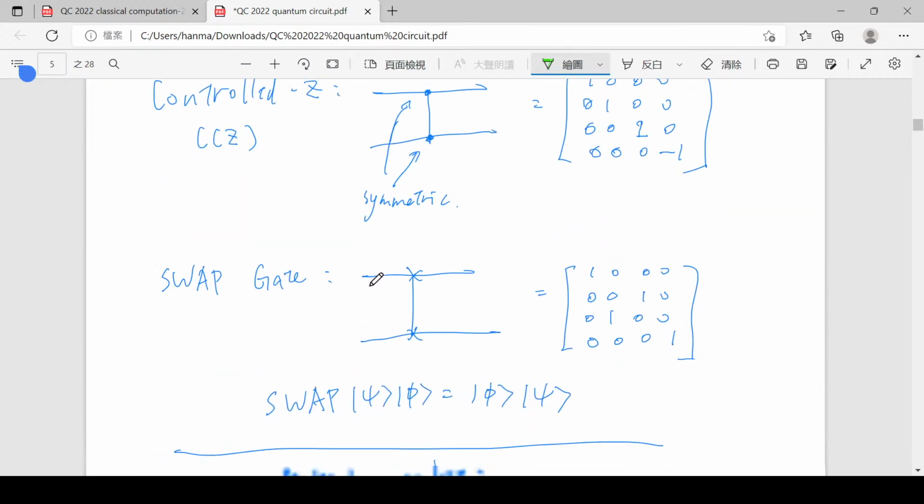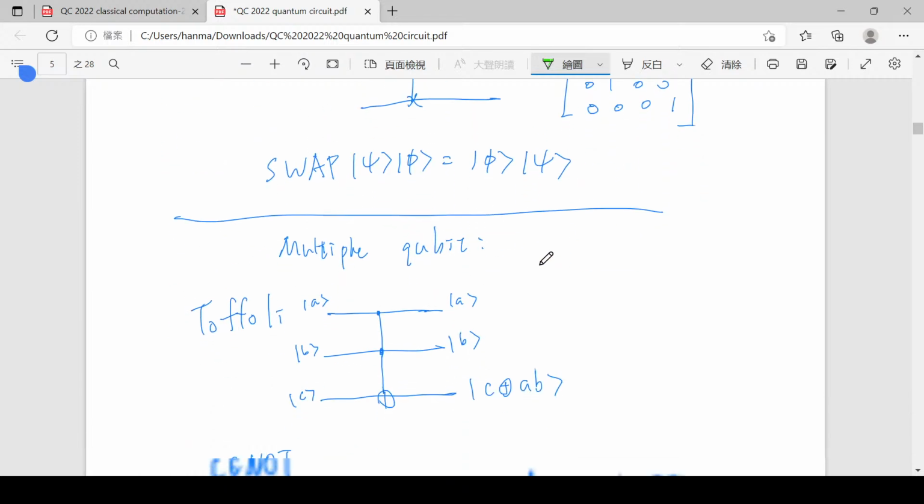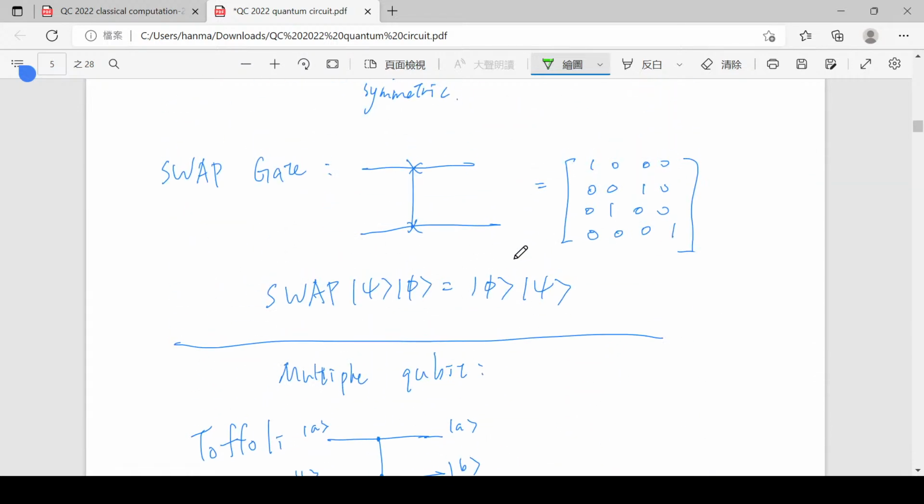And then there is not control something qubit. There is this swap gate. It's not a control something, but obviously it's very useful. It swaps whatever information is on the first qubit and the second qubit. Okay. So, swap gate.